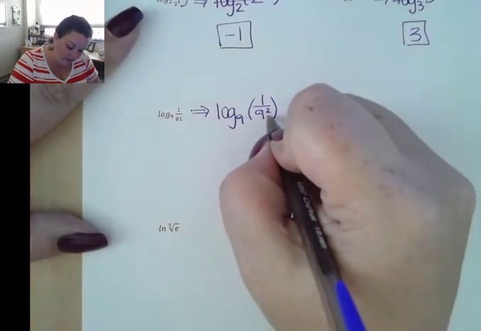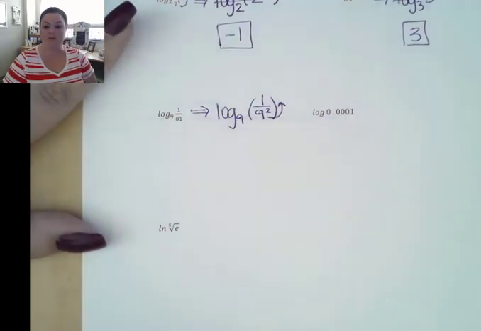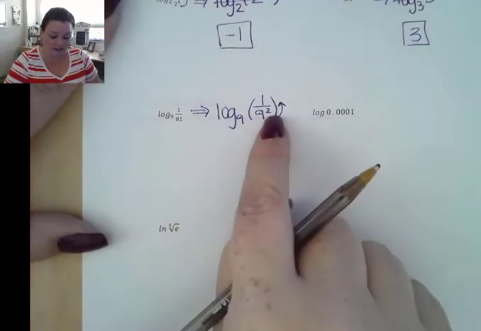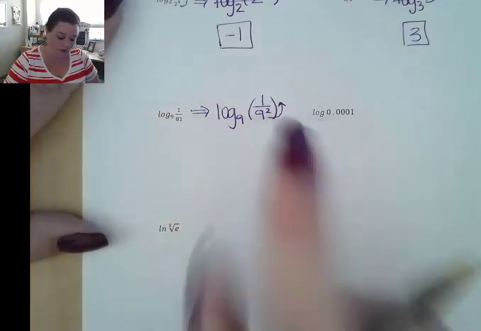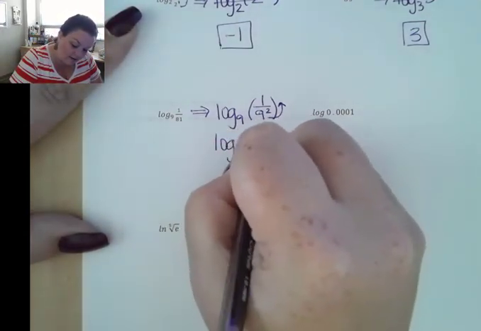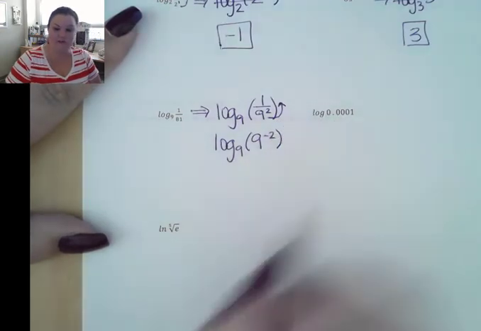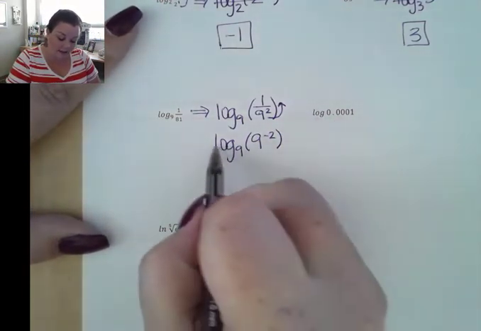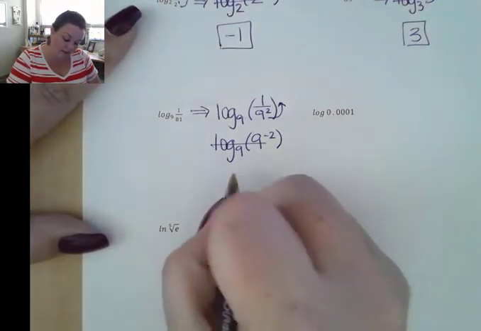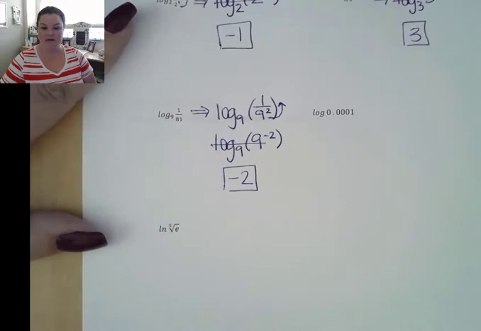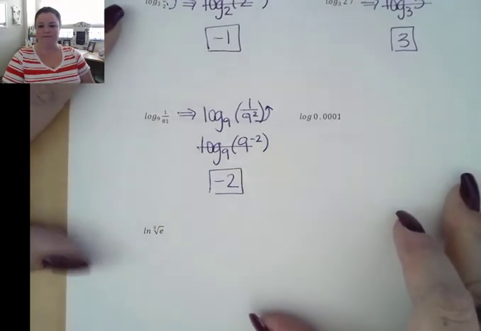So again, I want to take this and move it up to the numerator or flip it. But if I flip it or move it across the fraction line, that changes the sign of the exponent. So this becomes log base 9 of 9 to the negative 2 power. And then log base 9 and 9 cancels, and that leaves me with just a negative 2. Okay. All right, let's look at 2 more.